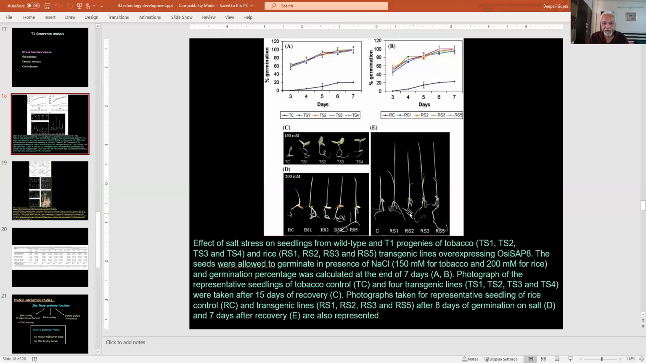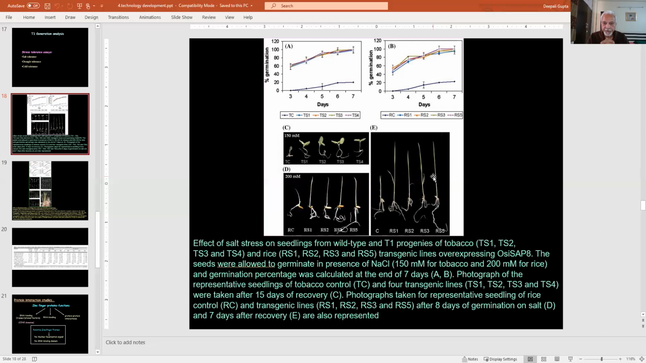So this panel in fact shows that. This is the control plant. After stress, the plant was put to the normal conditions and it recovered after 7 days this much, and these are the transgenic lines recovering so well. So indicating thereby that this gene not only helps in salt stress tolerance, but also helps the plant to recover after the stress is over.